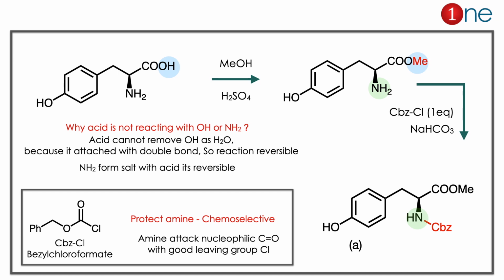Here you have to learn 2 important things. The choice of the reagents. In the first step, the methanol and sulfuric acid react with the acid, not the OH or NH2. In the second step, CBZ is selective only to the amine. Aromatic OH is not a good nucleophile because of its resonance.